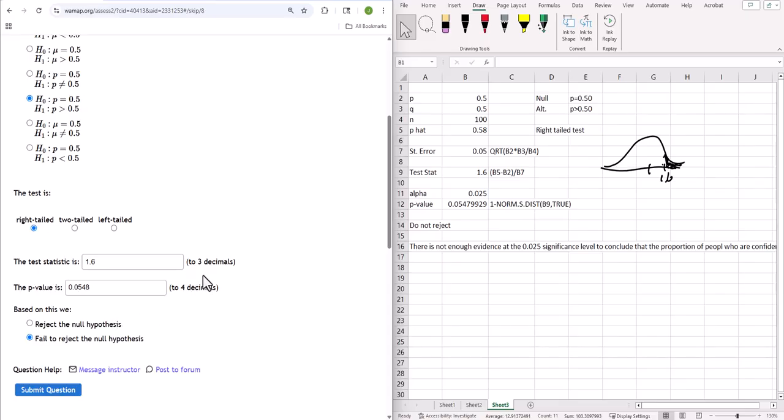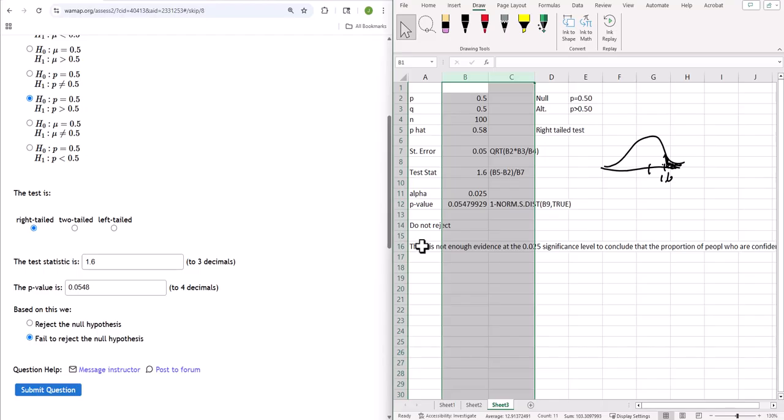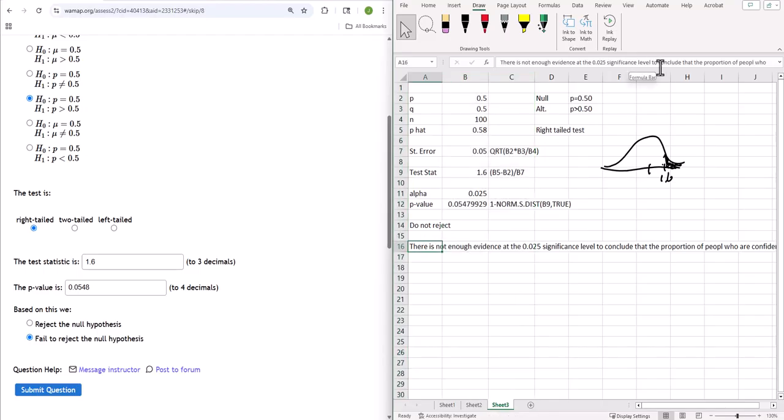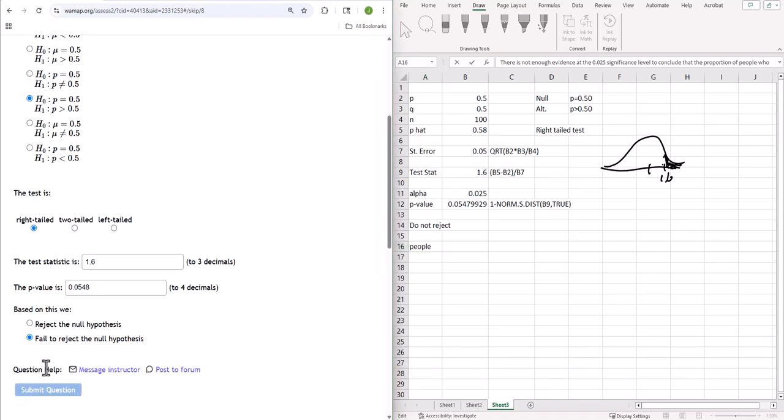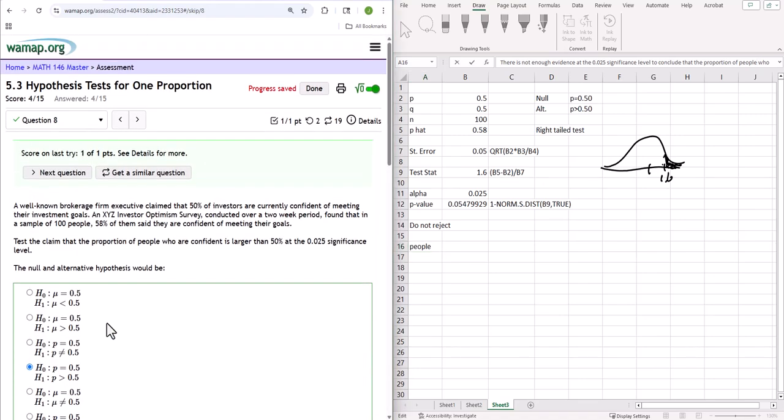Anyway. Oh, I misspelled people right here. Anyway, so again, this is a right-tail test. You want to make sure you draw your picture. It's really helpful in finding your p-value. I know I'm harping on drawing the pictures. Okay, so that's going to be an example here.